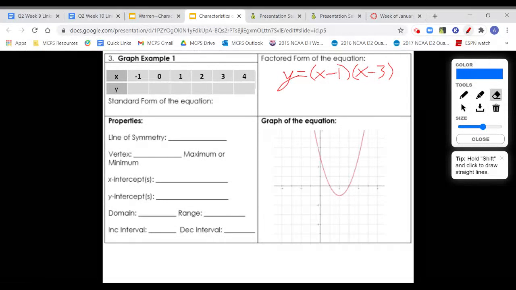on this slide. So you see a chart, and it gives a bunch of x values. So negative 1, 0, 1, 2, 3, and 4. And then it is asking for y values. So basically all it's doing is saying, okay, where x is -1, what is the y value? What is the coordinate where x is equal to -1?